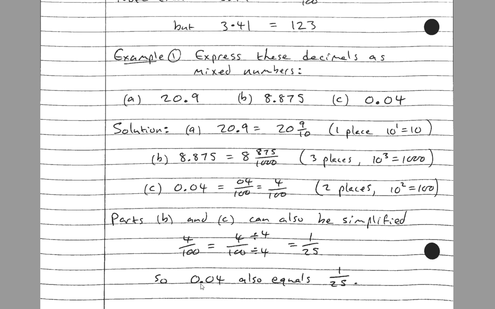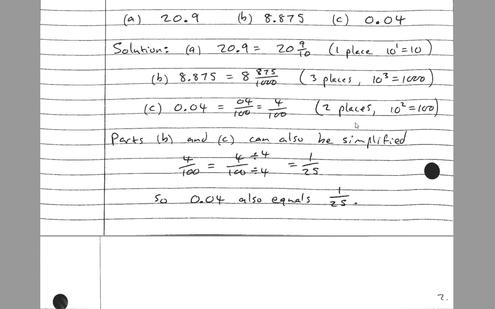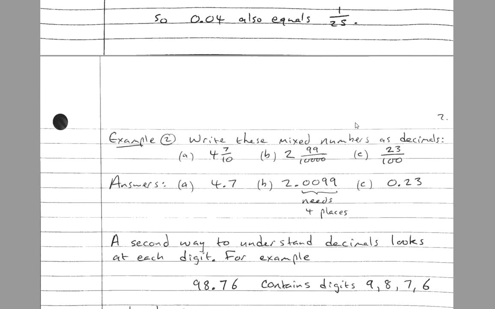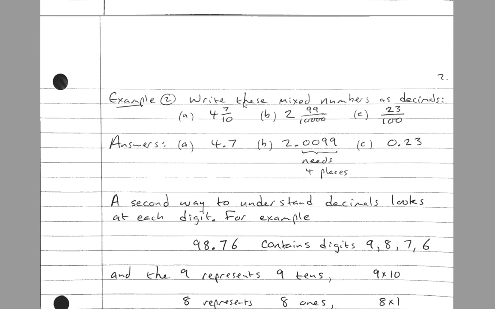All right, so 0.04. So this decimal, as a fraction, it's 4 over 100, or 1 over 25. And we can go the other way, write these mixed numbers as decimals, 4 and 7/10. Okay, so going backwards, yeah, there's a 10 on the bottom, so we need one place. So 4.7.